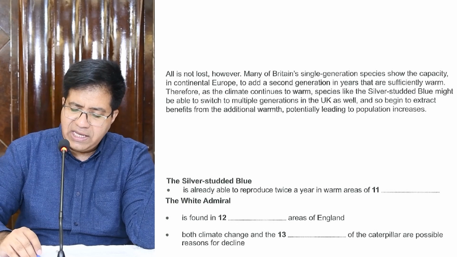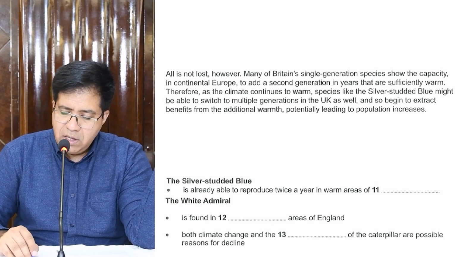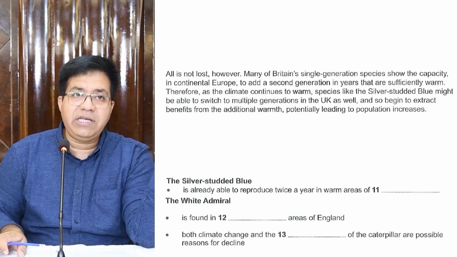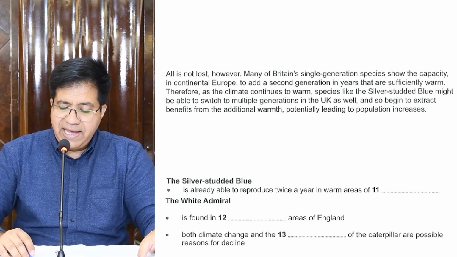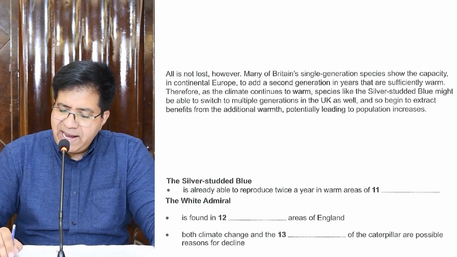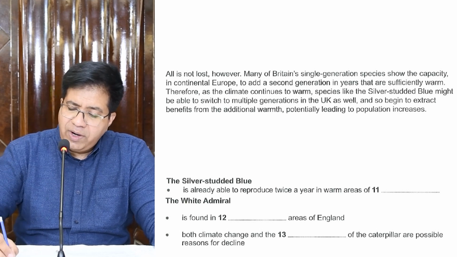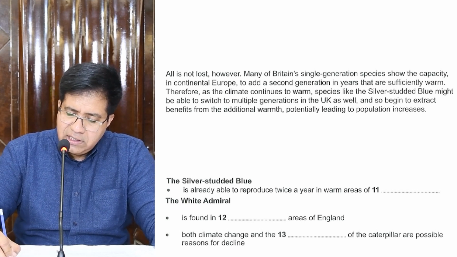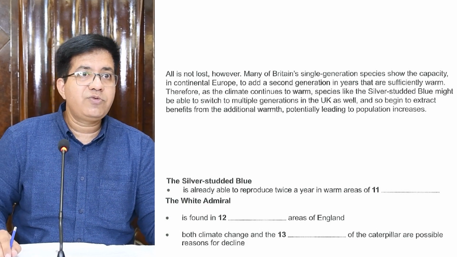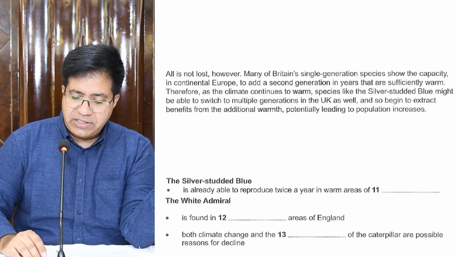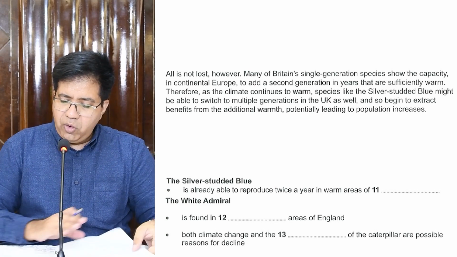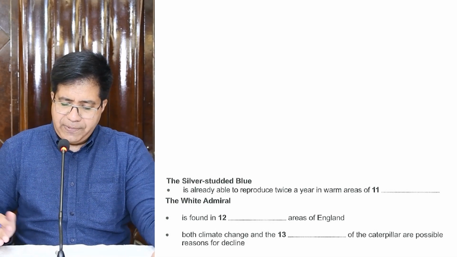And now where is warm areas? To add a second generation in years. Now what do they mean by second generation in years? Yes, that means reproduce twice. And where is warm? In years that are sufficiently warm. Now what do they mean by that? That are sufficiently warm. Now, what is warm? That is in continental Europe. These areas are warm. So, the correct answer is Europe.